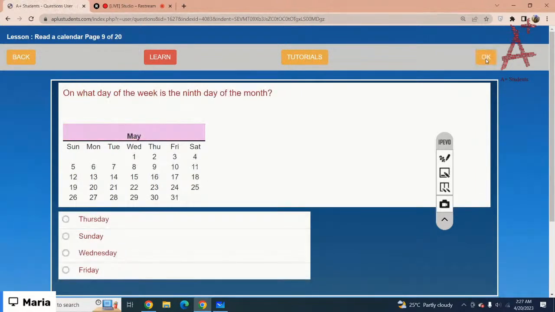Okay, on what day of the week is the ninth day of the month? So just look at the ninth of the month. Got it? Go to the ninth. Here you have ninth. What day is it? It would be Thursday. Got it?